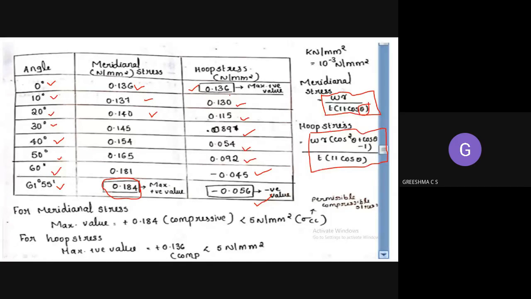Coming to the negative values, you have two negative values. Of those, the maximum negative value you are getting at 61 degree 55 minutes, that is 0.056. Again I want to remind you that a positive value indicates compression, and a negative value indicates that tensile stress is developing there. Positive value means there you are getting a compressive force, and negative value indicates that at that point you are getting a tensile stress.